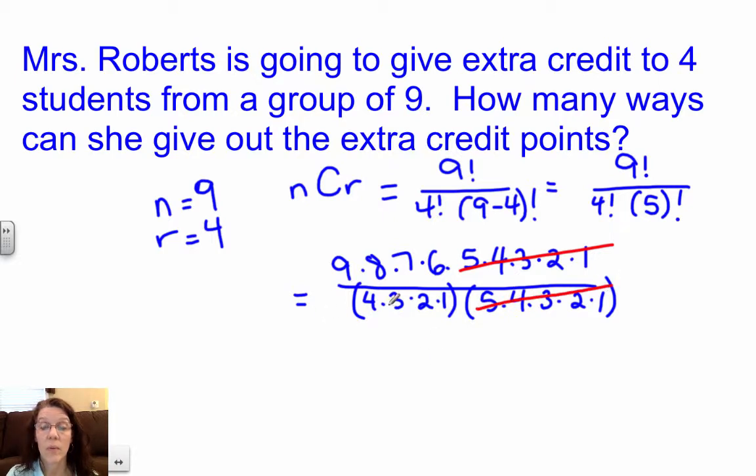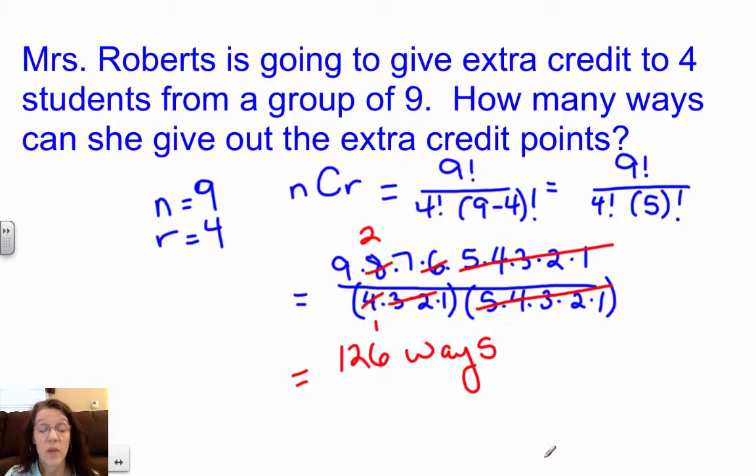Now, if we remember, 3 times 2 is 6, so I can cancel those. I could take 9 times 8 times 7 and divide it by 4, but I could also see, oh, 4 goes into here once, and 4 goes into here twice. That leaves me with 18 times 7, which is 126 different ways.